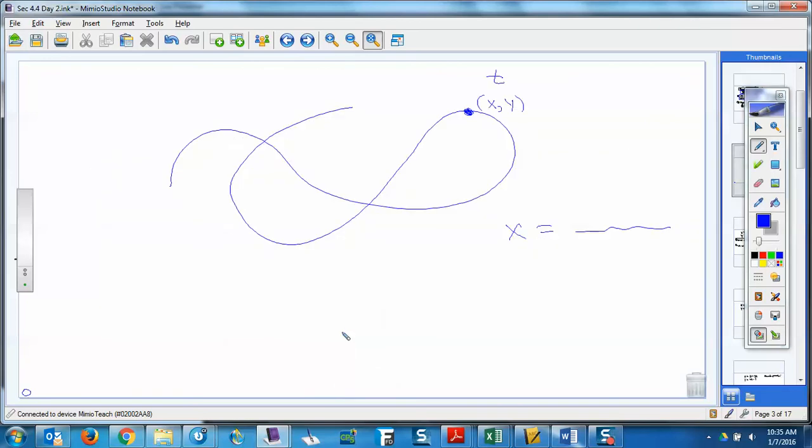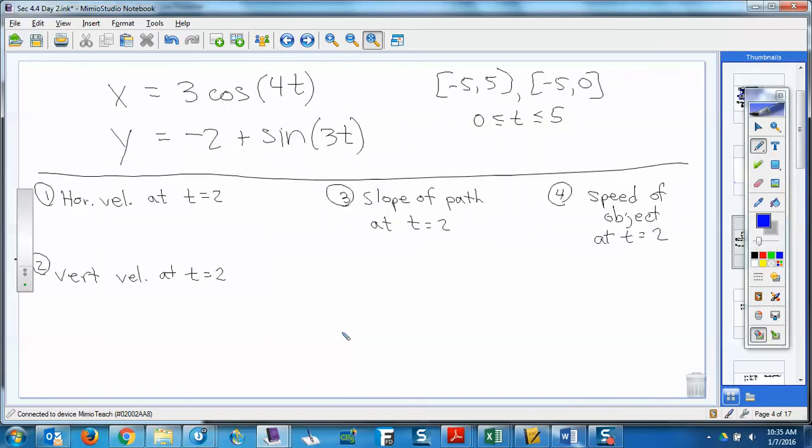All right, let's do this problem. Let's just practice using these equations real quick. Have your calculators out and write down this information. Go ahead and go into your calculator and graph this.